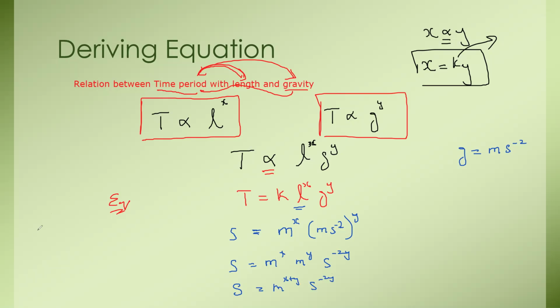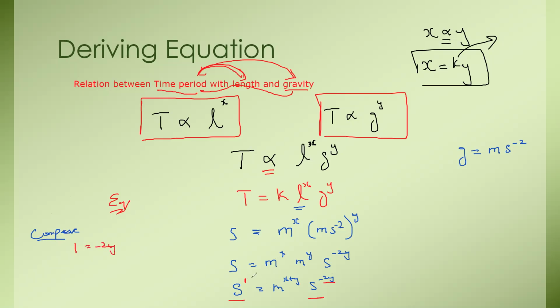Now what we do, we compare the left hand side and the right hand side. If I compare the left hand side and the right hand side, what is the power of the second here? The power of the second is 1. And here, what is the power of the second? Minus 2y. So I can say 1 is equal to minus 2y.